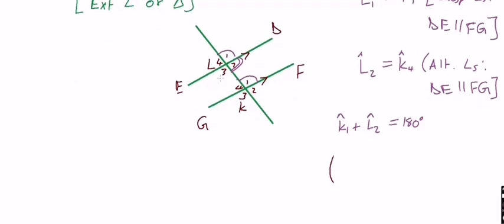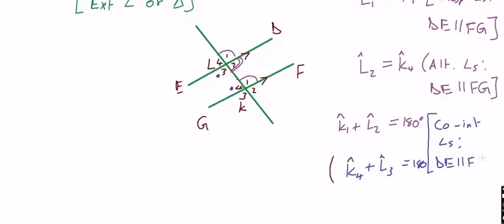This is not the only pair. Even if I'm to use K4 and L3, I'll find that K4 plus L3 is also equal to 180. Now the reason for this is co-interior angles. And why co-interior angles? Because of the parallel lines. Okay, every time we are making use of the parallel line theorems, we show which lines are parallel.